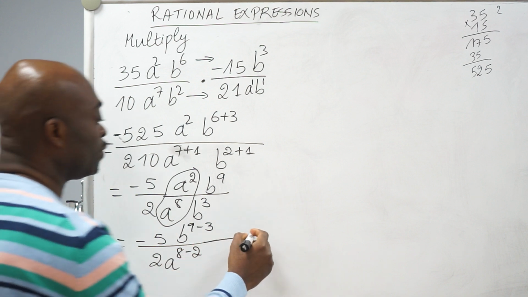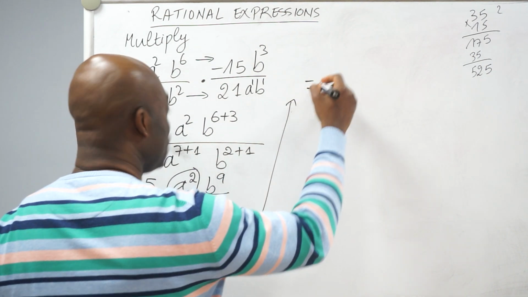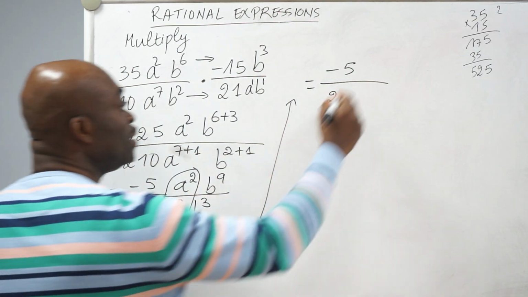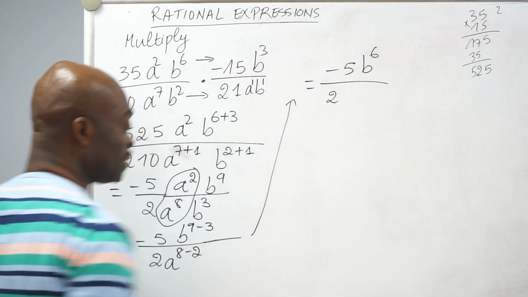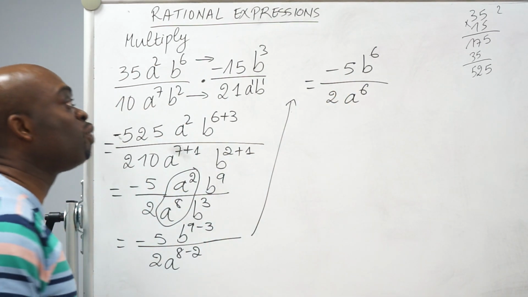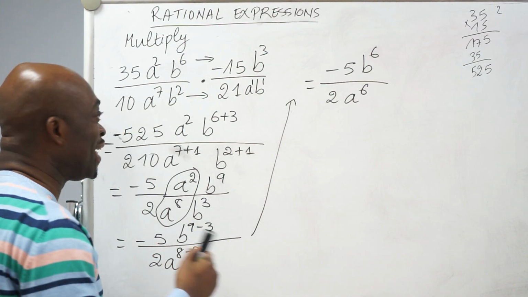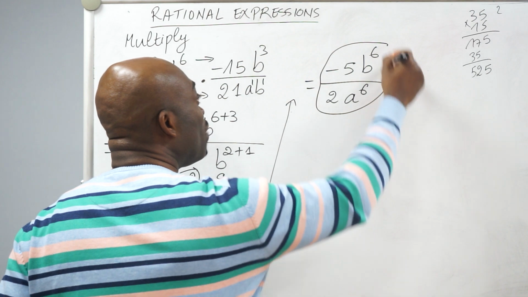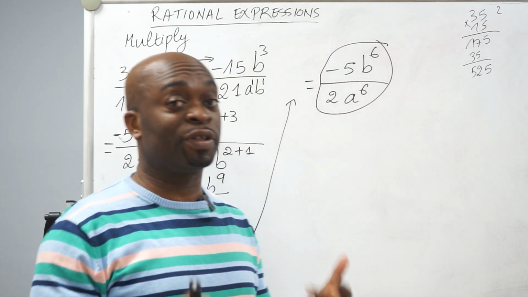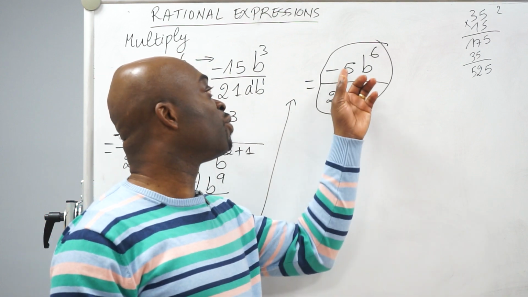Once we come back here, this is then equal to negative 5 over 2, that one is given, and then b to the 9 minus 3, which is 6, and a to the 8 minus 2, which is also 6. So we end up with negative 5b to the power 6 divided by 2a to the power 6. We cannot do further because we want to keep our numbers as a fraction, not a decimal. If the problem asks for a decimal, 5 divided by 2 is 2.5, but we don't need to do that. So we keep it like that for the numbers.